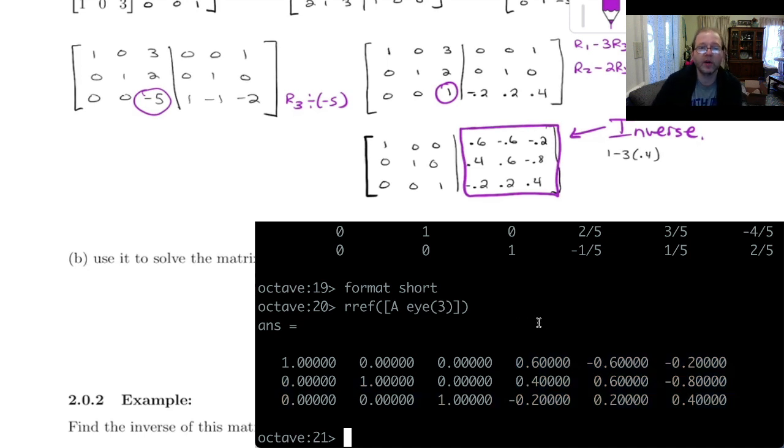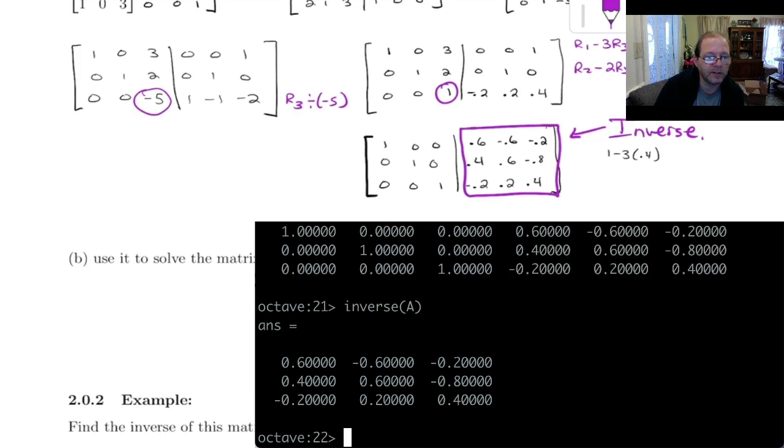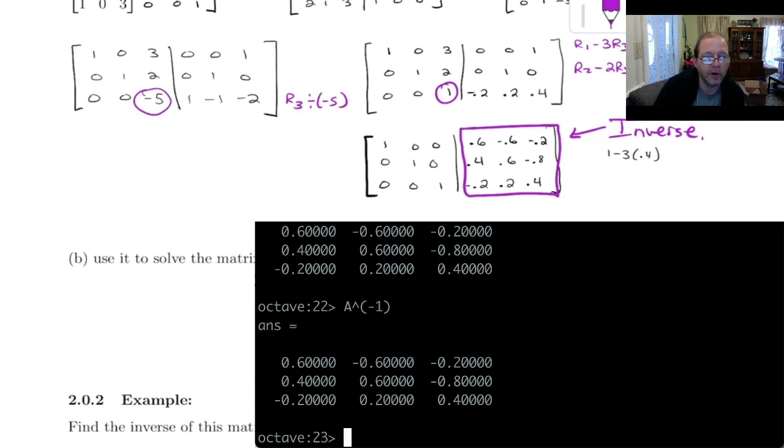Now, there is a quicker way to do it on Octave. You could just type in inverse of A, and that also gives it to you. Or A to the negative 1, it'll take that as well. So Octave can do these for you quickly.